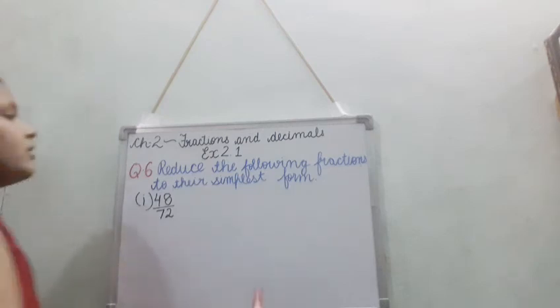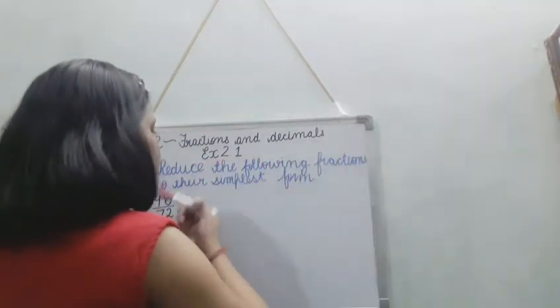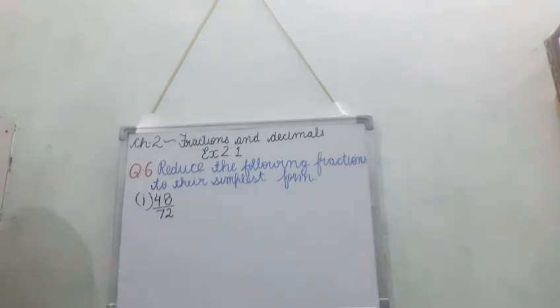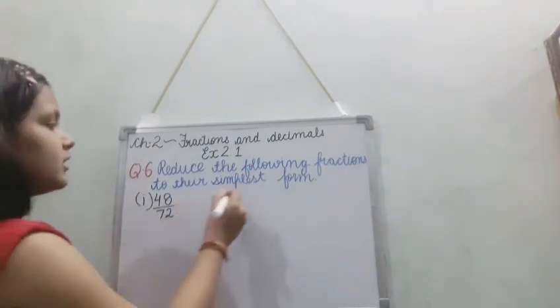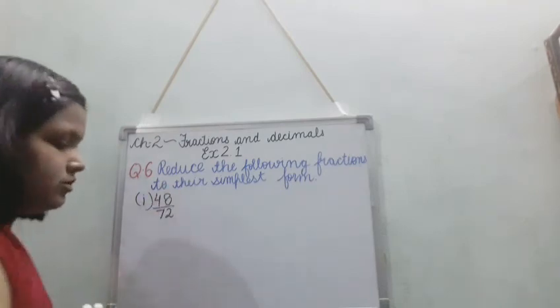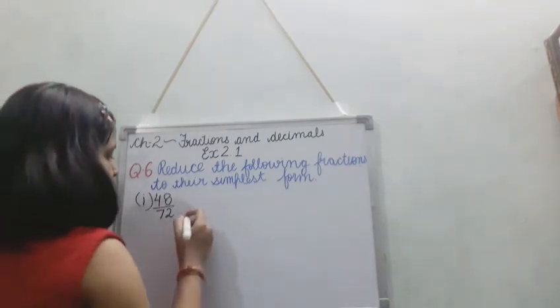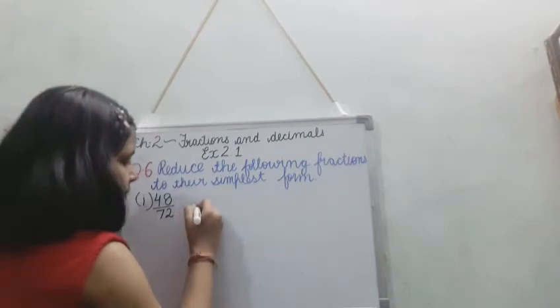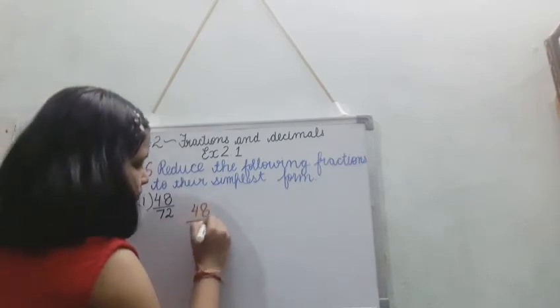Now let's move on to question 6. The question is, reduce the following fractions to their simplest form. Okay, so in this you have to get the simplest form of this fraction. Okay, so let's reduce it by 2.